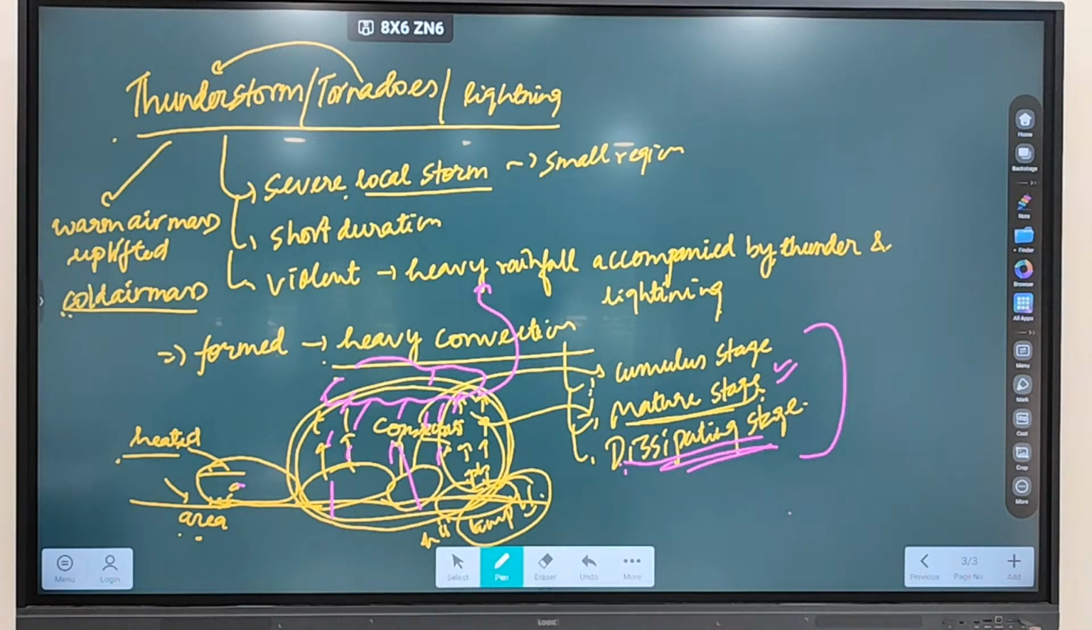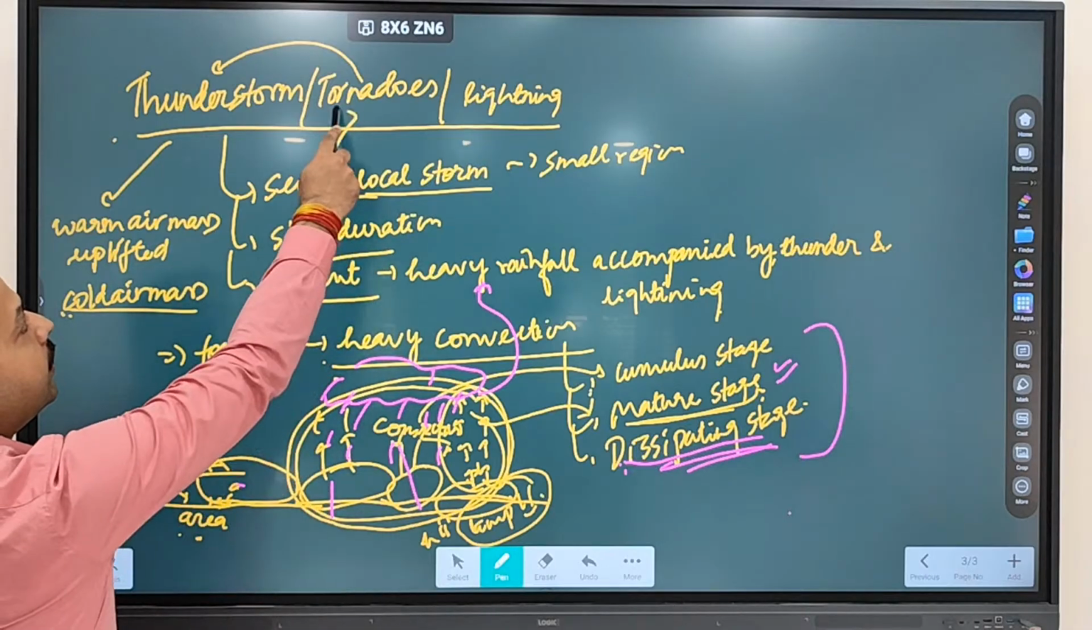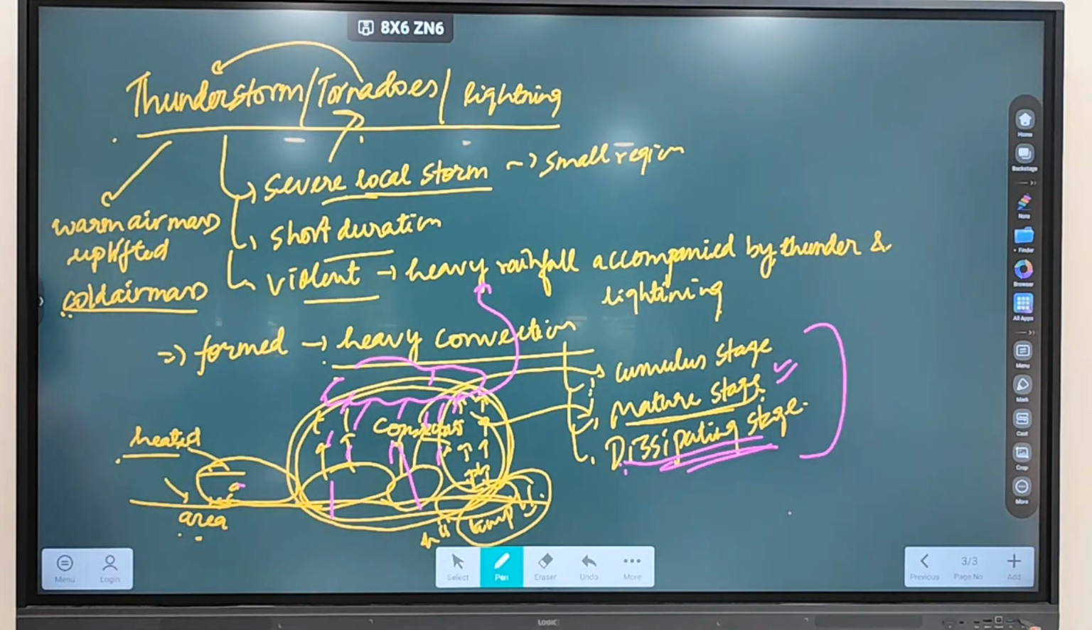We just discussed that frontal rainfall happens when warm and cold air masses meet. The warm air mass is uplifted by the cold air mass, and this causes short duration rainfall. Then it is referred to as a tornado. Clear? Any doubt regarding this? So the difference lies between thunderstorm and tornadoes. Tornadoes are a kind of thunderstorm, a local storm that causes violent heavy rainfall accompanied by thunder and lightning for a short duration, and this occurs when a warm air mass is uplifted by the cold air mass. Fine.